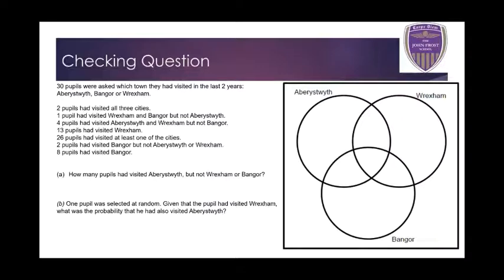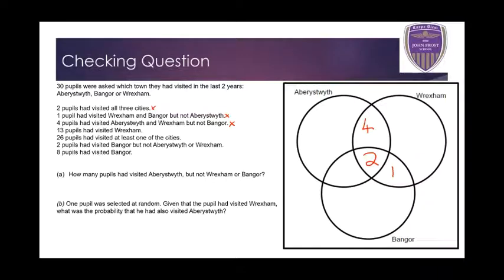Okay, so I'm going to go through filling in the Venn diagram and then we'll answer the questions, okay? So for part 1, the first bit of information, two pupils visited all 3 cities. Now the area that represents all 3 cities is where all the circles overlap. So we're going to write a 2 in there. The second part, 1 pupil had visited Wrexham and Bangor, but not Aberystwyth. So we're looking for an overlap between Wrexham and Bangor, but not Aberystwyth. That's there. 4 pupils had visited Aberystwyth and Wrexham, but not Bangor. So Aberystwyth and Wrexham, but not Bangor, goes up there.